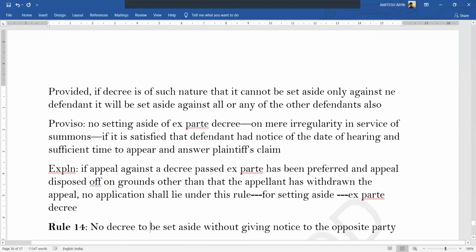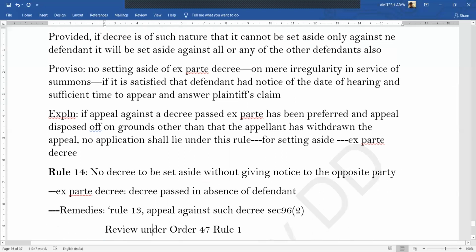Now, if you have preferred an appeal against a decree that has been passed ex parte, and that appeal has been disposed of on certain grounds other than the grounds that the appellant has withdrawn the appeal, no application shall lie for setting aside an ex parte decree. If you have gone for appeal, you cannot come here and ask for setting aside an ex parte decree.